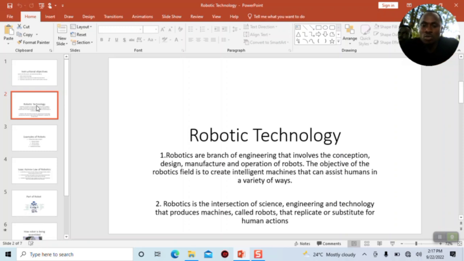Now, when we talk about robotic technology, robotics is a branch of engineering that involves the conception, design, manufacturing, and operation of robots. The objective of the robotic field is to create intelligent machines that can assist humans in a variety of ways. Robotics is also the intersection of science, engineering, and technology that produces machines called robots that replicate and substitute for human actions.